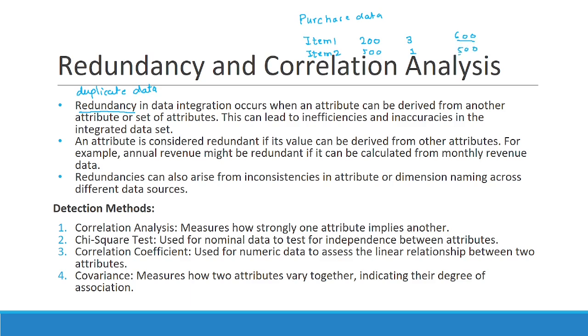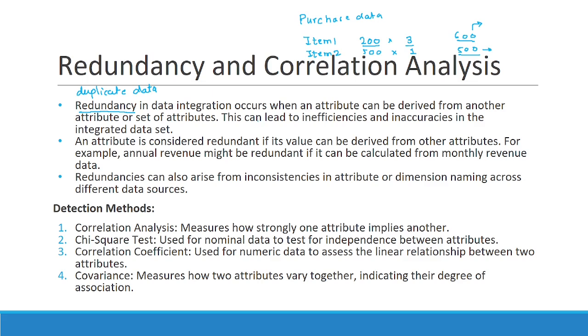What happened here? This is redundancy, because you are already storing price, you are already storing quantity, then there is no need to store the total, because we can easily calculate it, right? 200 into 3, 500 into 1. No need to store this total value in the database, it will occupy memory, right? And this will be redundancy.